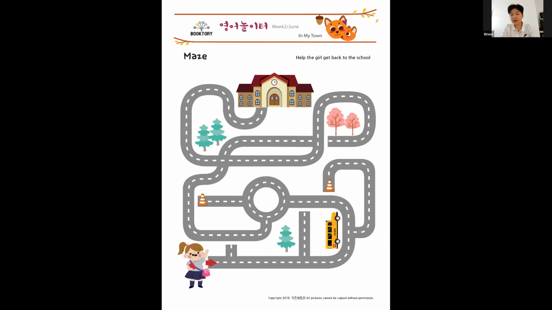So here's a maze that you can figure out. You're going to help the girl go back to school. So go ahead and try this by yourself. You can do it.